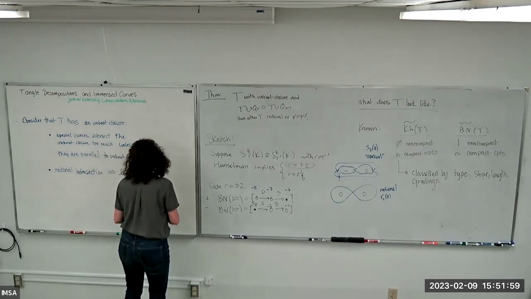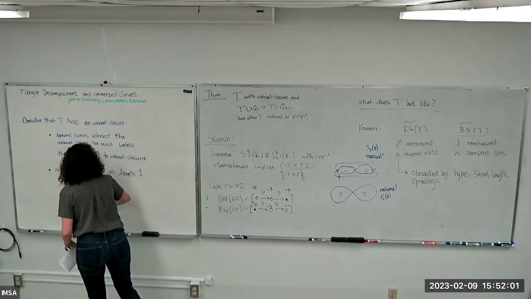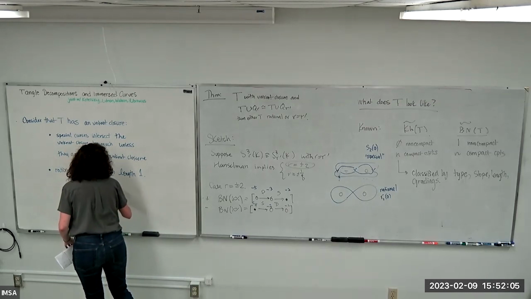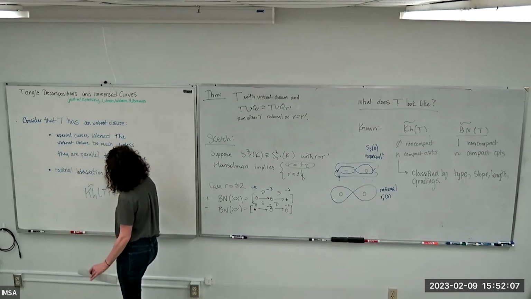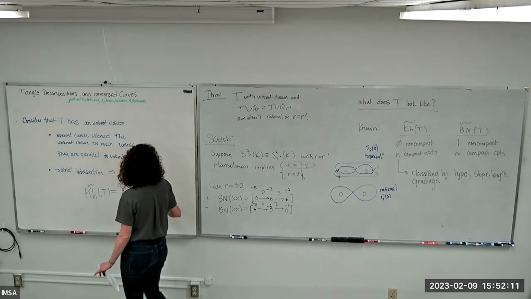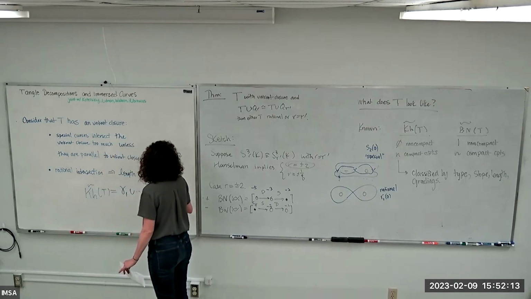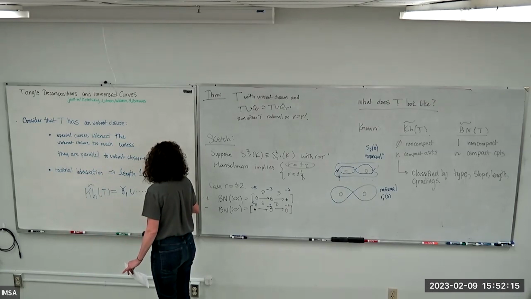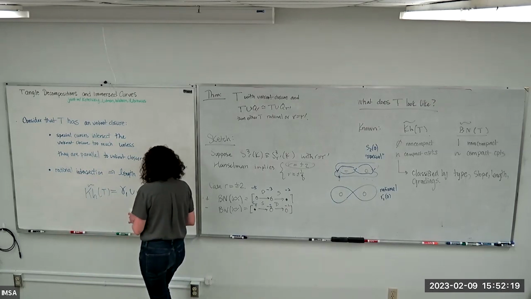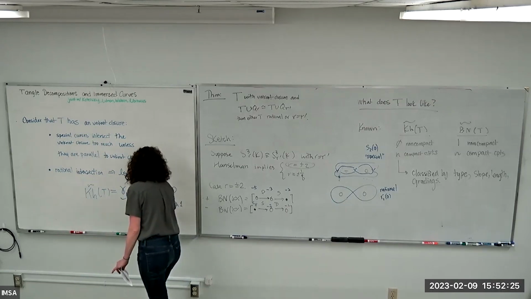Okay, so that gives you some information. You don't know what it looks like, but you can say that it's a collection of specials, some number of them, together with one rational, and that this is going to have length 1, and that these are going to be slope 0.